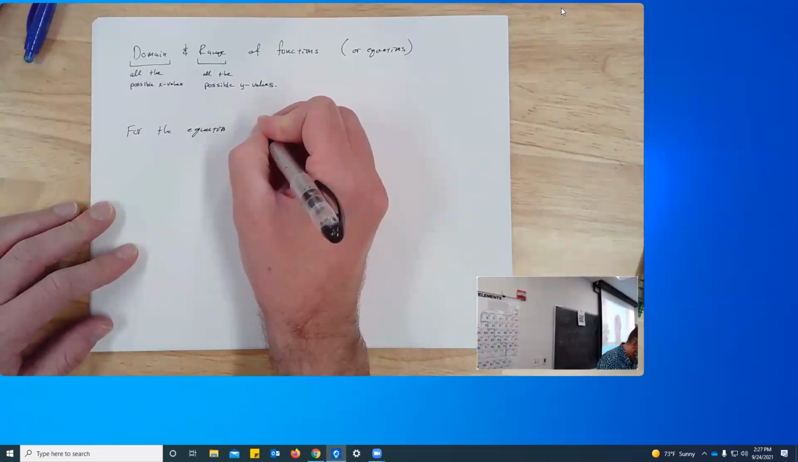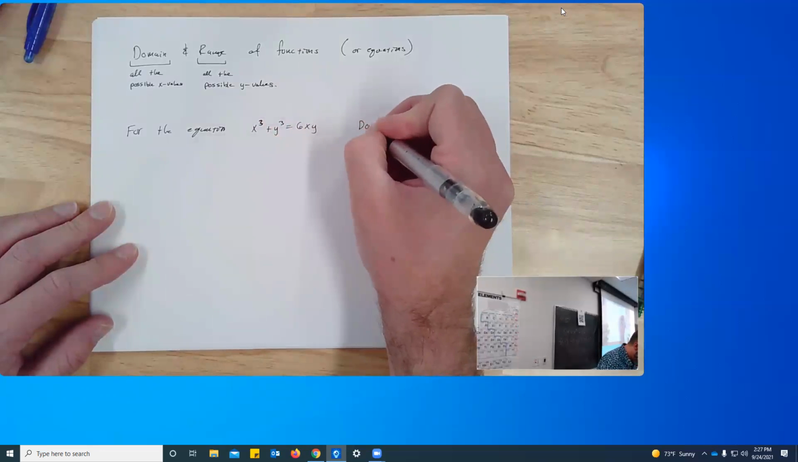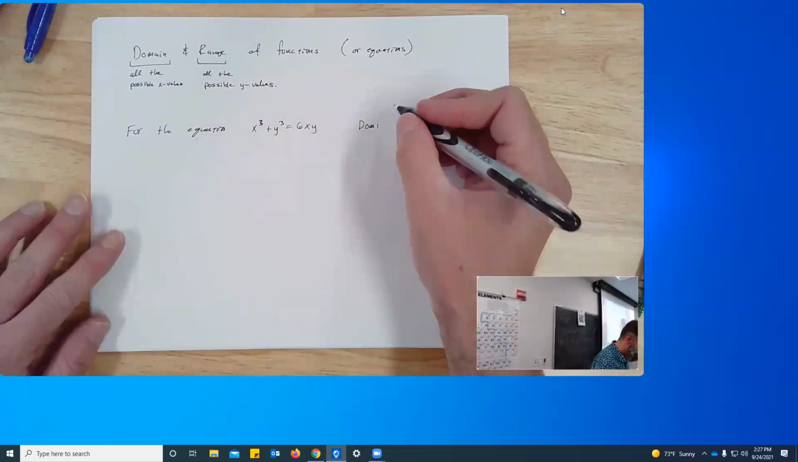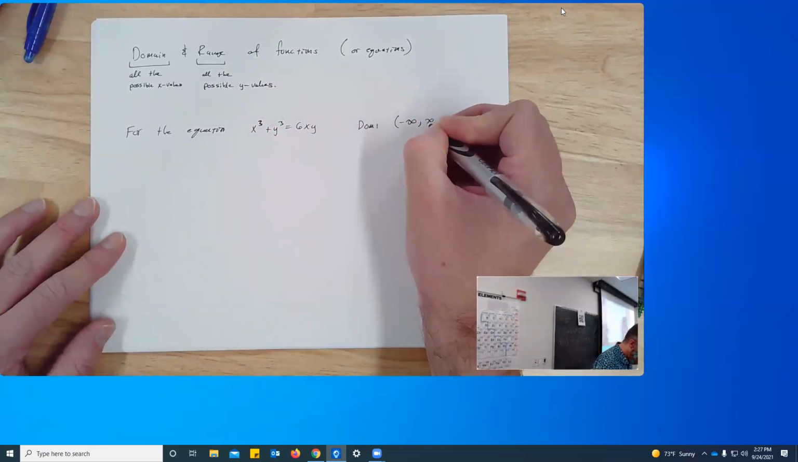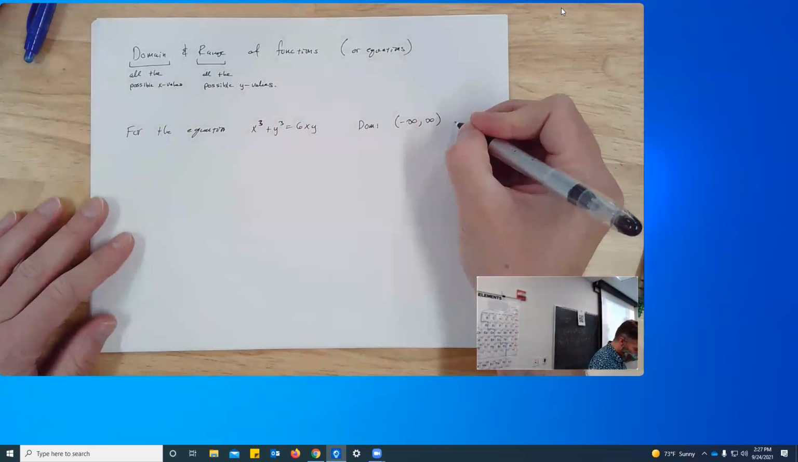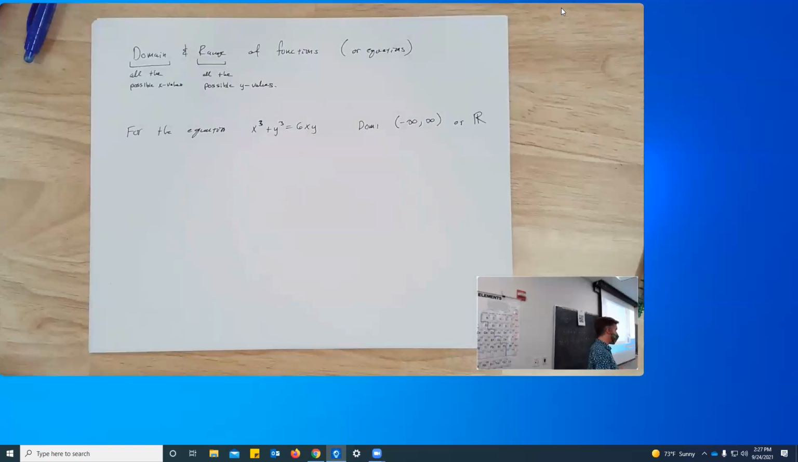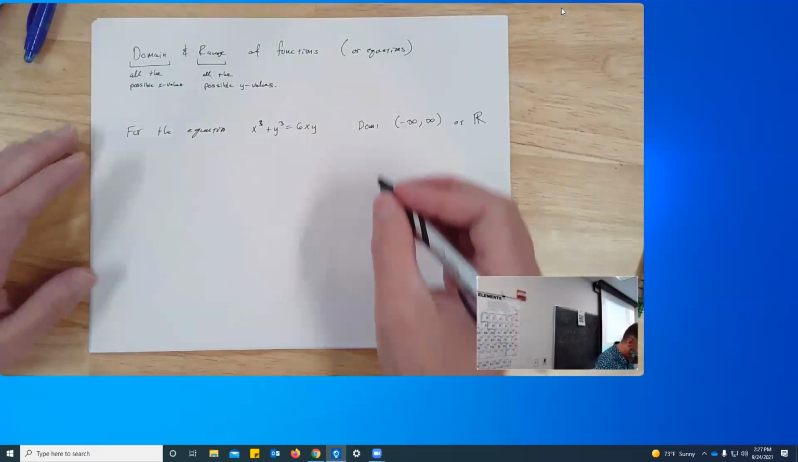So for the not function, for the equation x cubed plus y cubed equal to 6xy, the domain, you can write it as parentheses negative infinity to infinity. That's all real numbers. Parentheses means you don't include that number, and we don't include infinity because it's not a real number. It's just a direction or an idea. You can also write the set of all real numbers as this fancy R, an R with an extra vertical line. Or you could literally write out the words all real numbers, but that seems like way more work than any math person would ever do. The range would be the same.